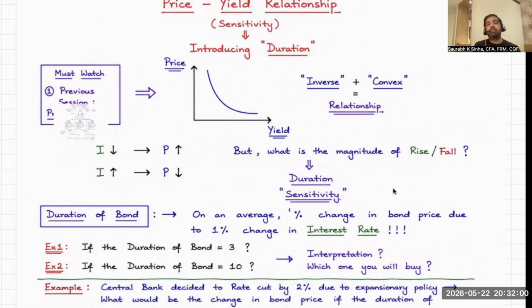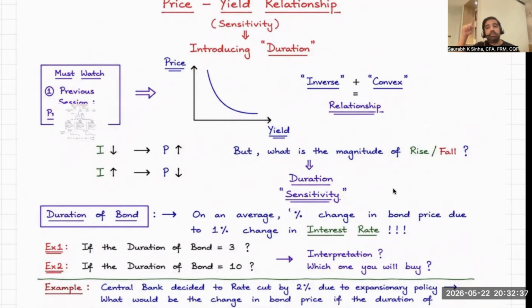We already know that if interest rate falls, the bond prices will rise, and if interest rate rises, then the bond prices will fall. But the question is, by how much? Can we measure the magnitude of this rise and fall? What is the magnitude of this rise and this fall? That magnitude is actually captured through duration. We call it duration.